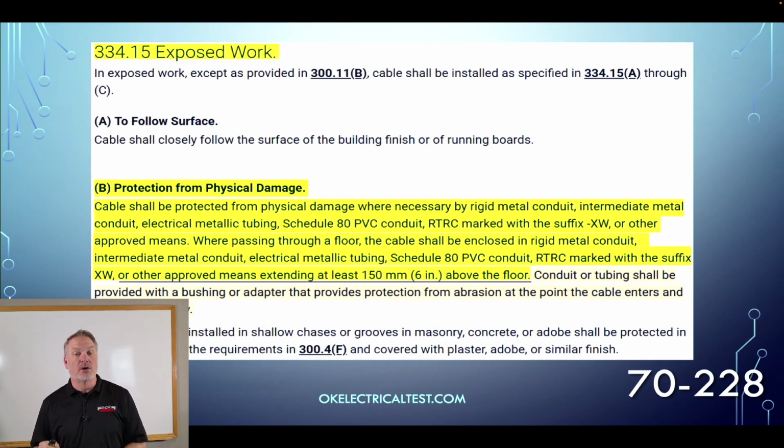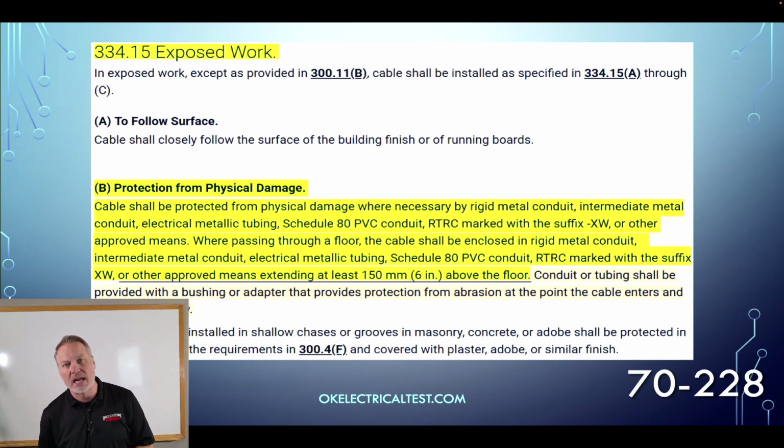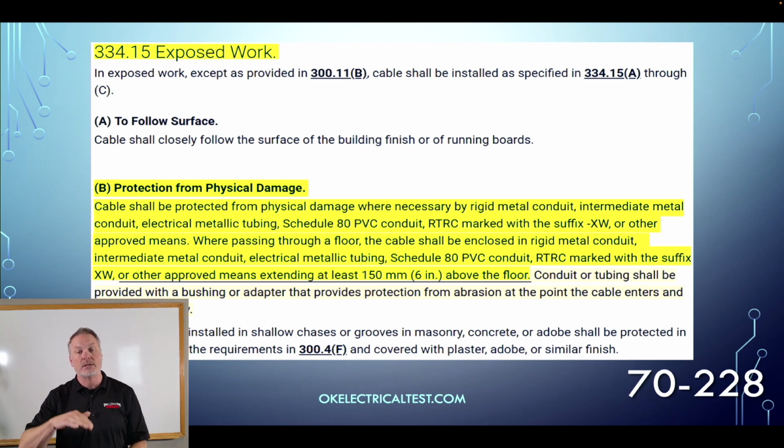Where passing through a floor, the cable shall be enclosed in RMC, IMC, EMT, Schedule 80 PVC, type RTRC marked with the suffix -XW or other approved means extending at least 6 inches above the floor. So the test question is, I've got the type NM cable conductors passing through the floor, and how high do I need to protect that above the floor? That is going to be 6 inches.